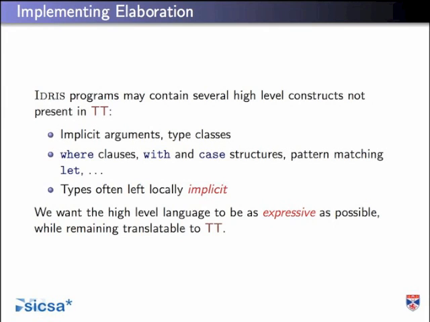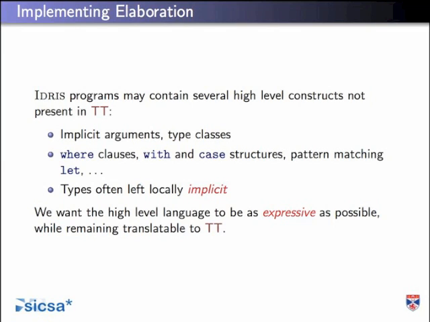So that's just an ordinary top-level pattern matching function, plus a type class, plus a couple of implicit arguments. So in general, Idris programs could contain quite a few high-level constructs that you don't have in TT. So we could have where clauses, you can have type classes, do notation, the with rule, introducing dependent pattern matching, and case structures. Pattern matching let, which you may not have seen, or you may have independently discovered, is just where you say, let some pattern equal something else, and the variables will get bound, just like in a Haskell pattern matching let.